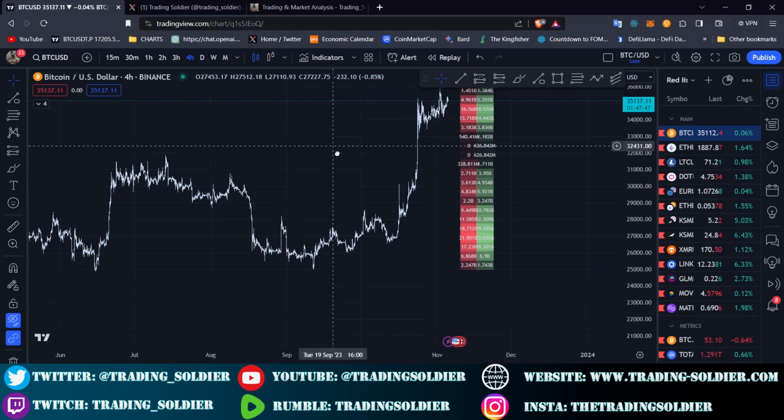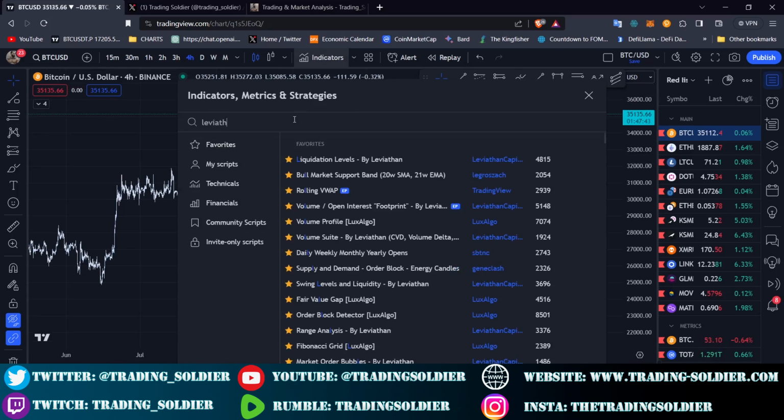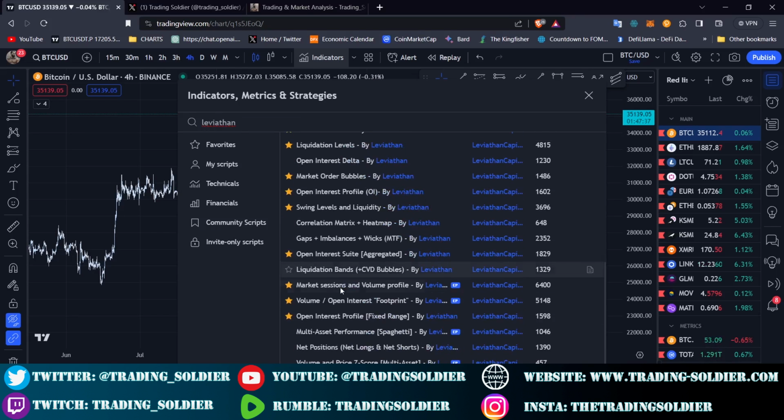So to add this indicator, you should go to indicators and click here Leviathan. That is the guy that does these indicators for free. Shout out to Leviathan. You scroll down and you see volume/open interest footprint by Leviathan. You click here. I have already added my indicator to the chart.